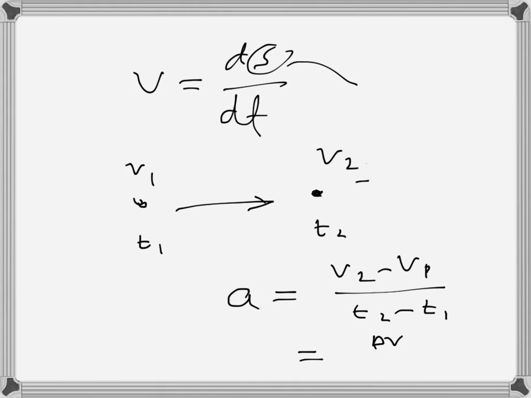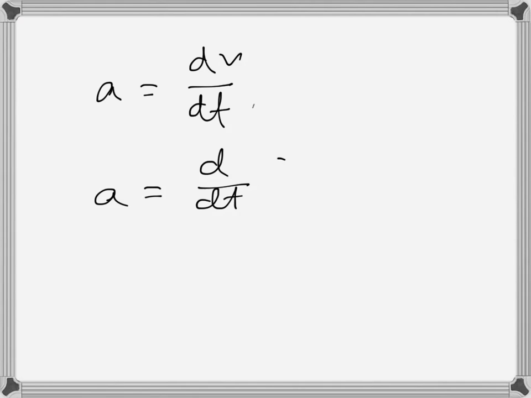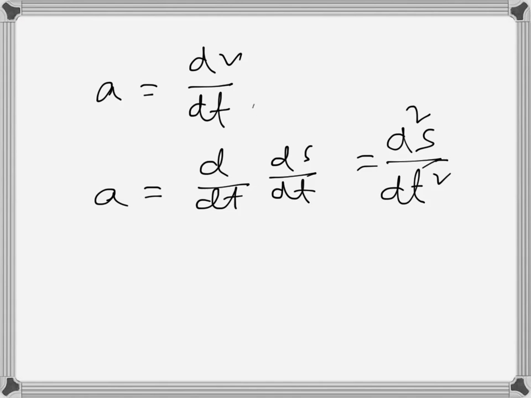So this again can be expressed like this, and in terms of calculus this can be expressed like this, dv over dt. So we can rewrite d dt, instead of v we can write ds dt, so this becomes d square s over dt square. So the second derivative of position over time, the second derivative of position basically is acceleration.